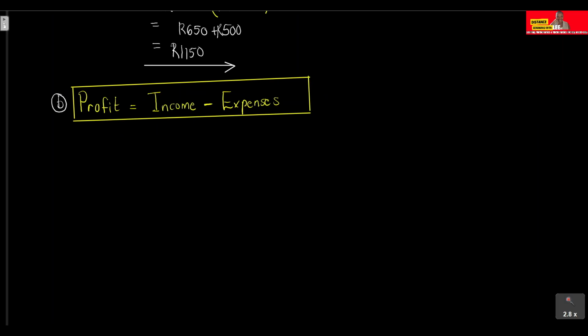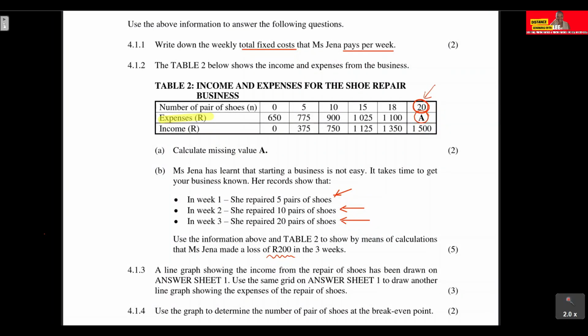Okay, so let's calculate the profits that she made in week 1. In week 1, we are told that she repaired 5 pairs of shoes. So we're going to look at the table and see where she repaired 5 pairs of shoes. We see here where she repaired 5 pairs of shoes, it was here, right? And then what was her income and what were her expenses in week 1? We can see that her income is 375 for week 1 and her expenses were 775.